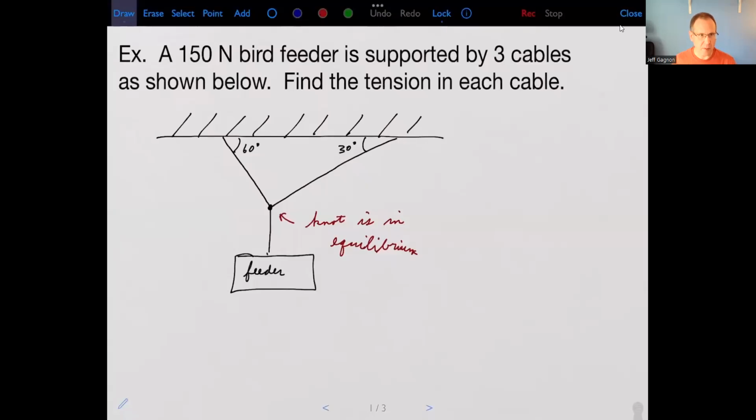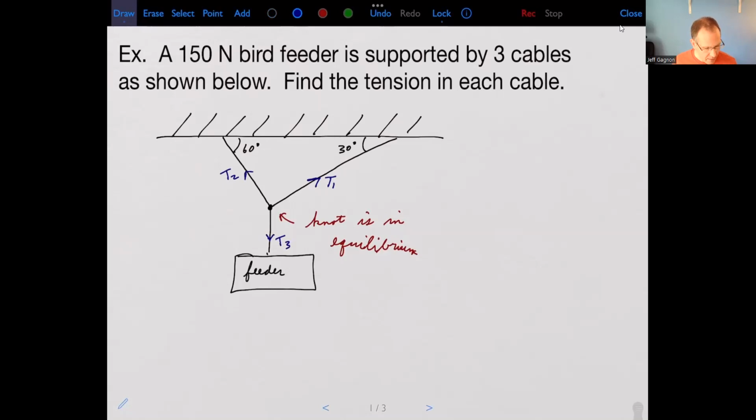Okay, so in this example, you're told that a 150 Newton bird feeder, so they're giving you the weight of the bird feeder, it's 150 Newtons, is supported by 3 cables, as shown in this picture, and we want to find the tension in each cable. So basically, we want to find the tension in this cable, I'll call it T1, the tension in this cable, T2, and then the tension in this cable, T3. So we want to find those values of T1, T2, and T3.